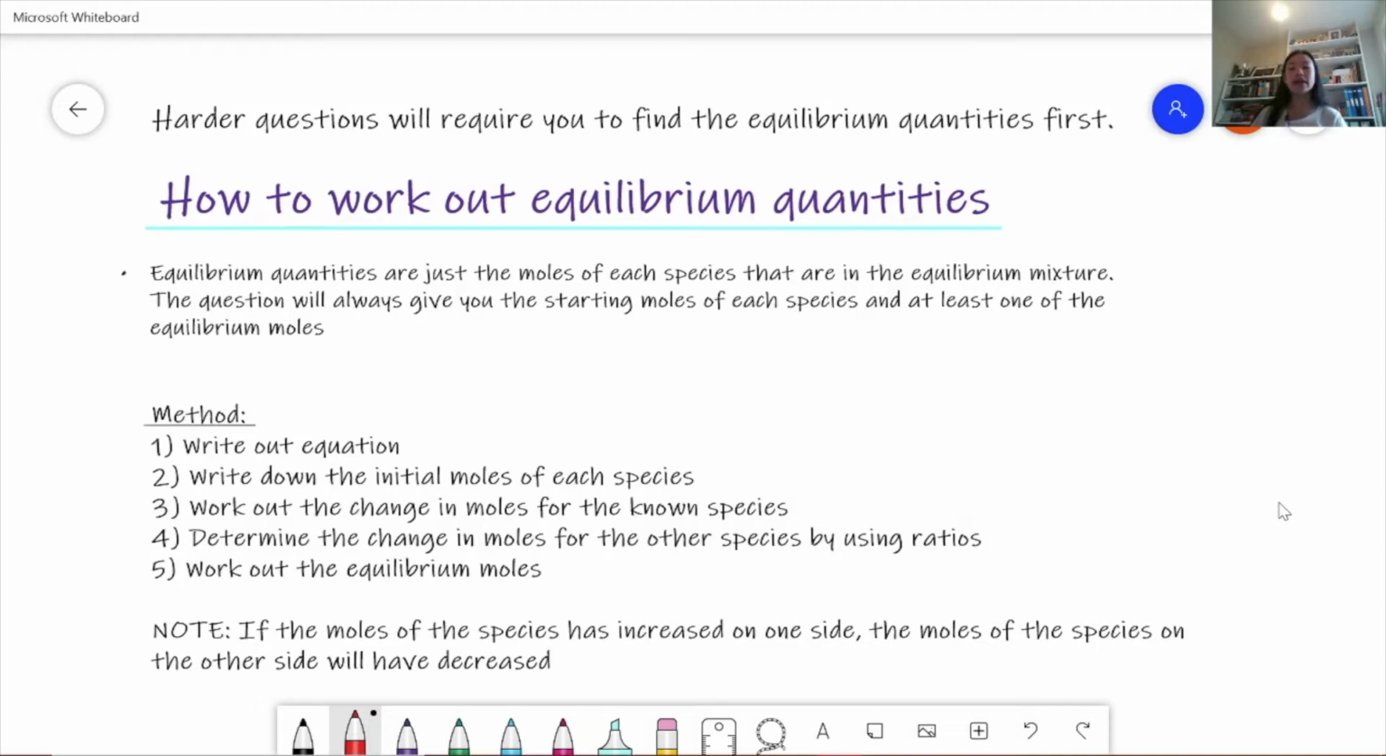First, you write out the equation, and then you write down the initial moles of each species. Then you work out the change in moles for the known species, the one that you're given the starting moles and the equilibrium moles for, and then you determine the change in moles for the other species using the ratio between the known one and the unknown ones. And then we can work out the equilibrium moles of all of them. A really important note is that if the moles of a species has increased on one side, say the moles of the reactants has increased, that means that the moles of the products will decrease.